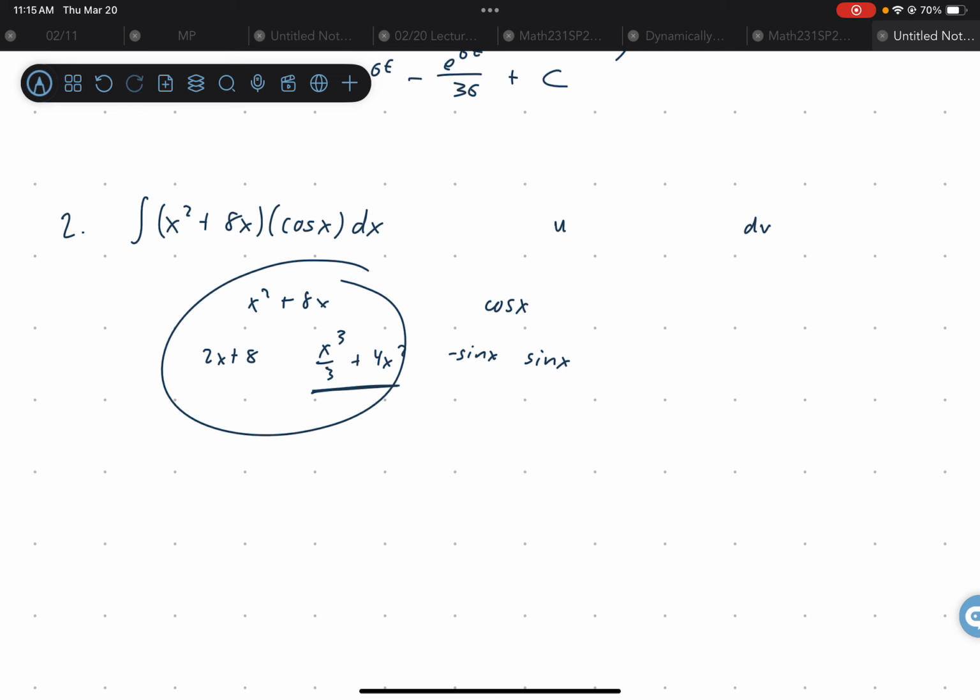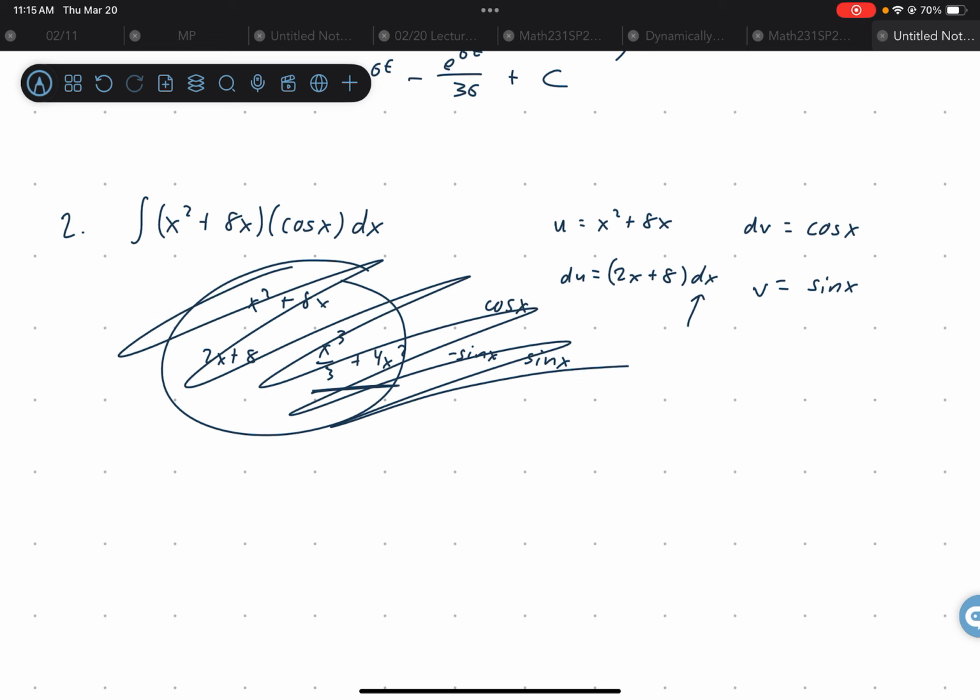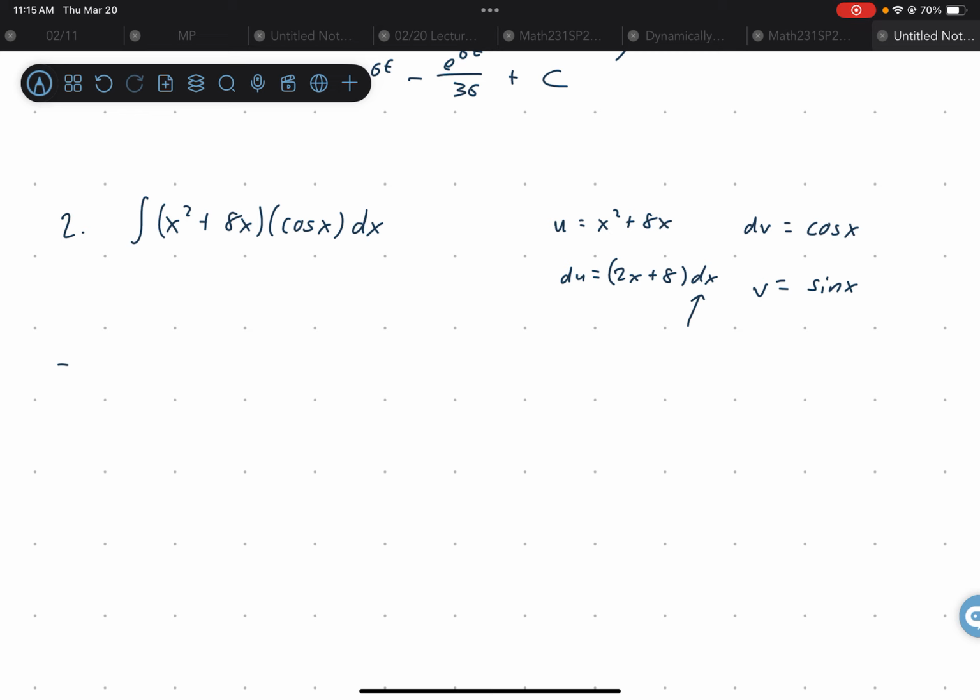So that means we look at this and say, okay, 2x plus 8 is a lot simpler. Our u is going to be x squared plus 8x, and our dv is going to be cosine x. So v is going to equal sine x, and du is going to be 2x plus 8 dx. And you can't forget this dx here. This dx is very important when it comes to substituting everything in. So we're just going to write x squared plus 8x times sine x. Right, it all goes back into the formula, and this is the formula uv minus integral of v du, 2x plus 8 dx. All right.